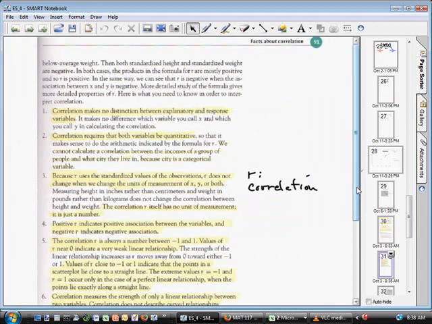Here are some points about correlation. This is in your book on page 91, and it's worth looking at. I'm sorry, this is awfully small up here. I've highlighted just the parts that I think are big. Number one, correlation makes no distinction between explanatory and response.